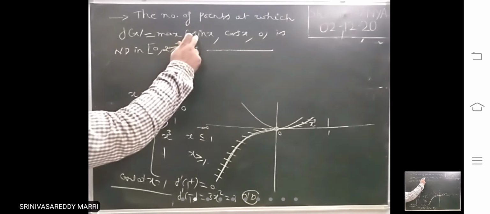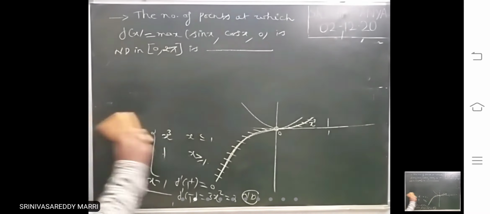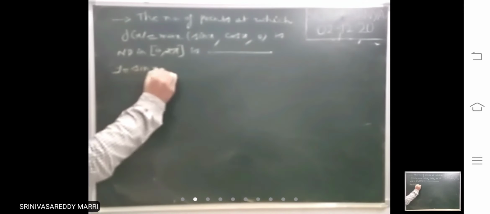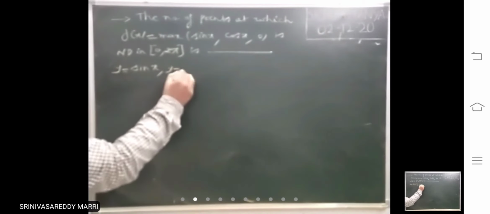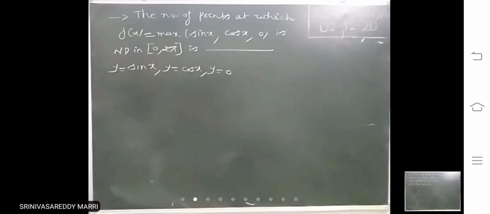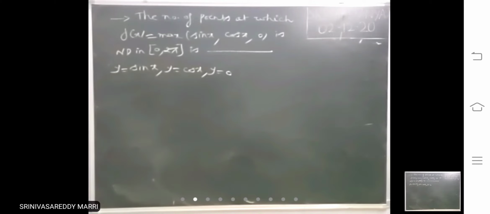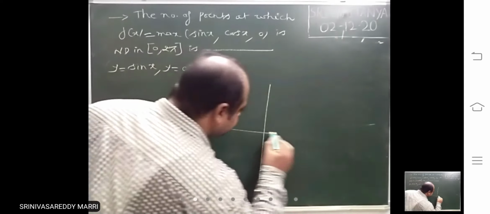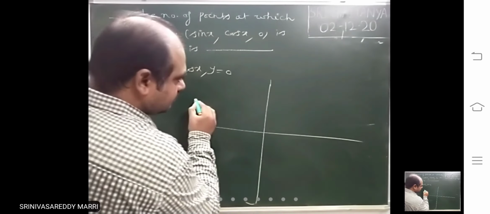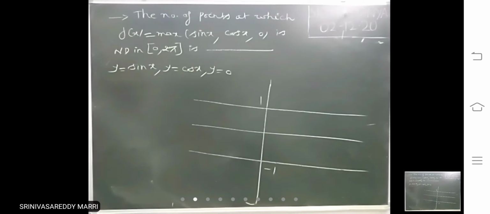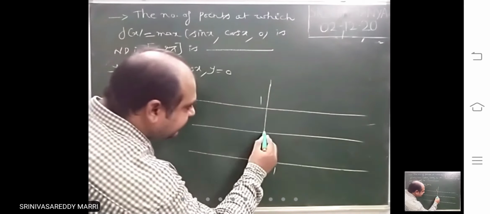Look at. That means what? This graph we have to draw. You know the sin x graph and cos x graph easily. That means first one is what? Y equal to sin x, comma, this is the x-axis. Y equal to 0 means what? X-axis. I am drawing, look at, sin x, cos x, I am drawing. Right? Sin x, 0 to 2 pi.